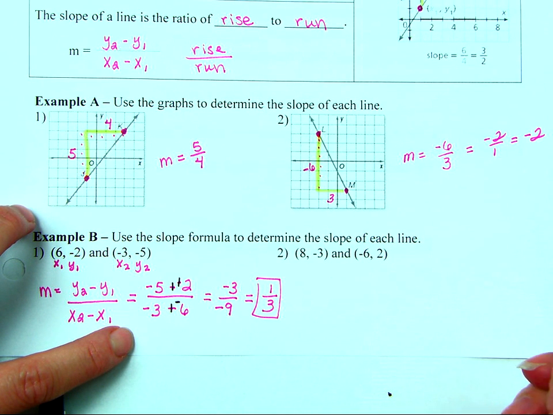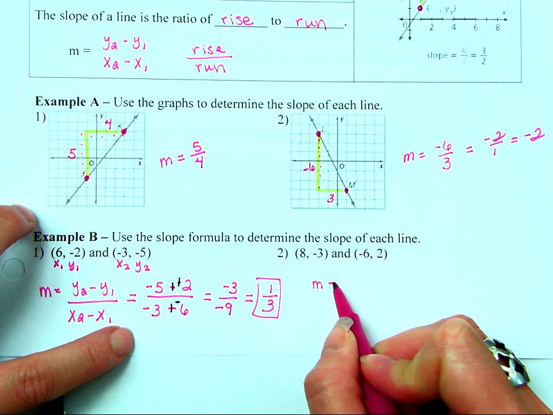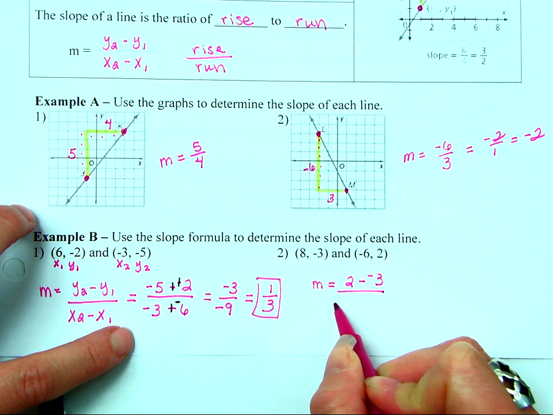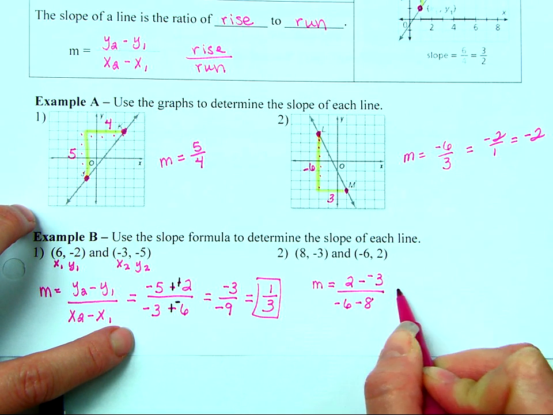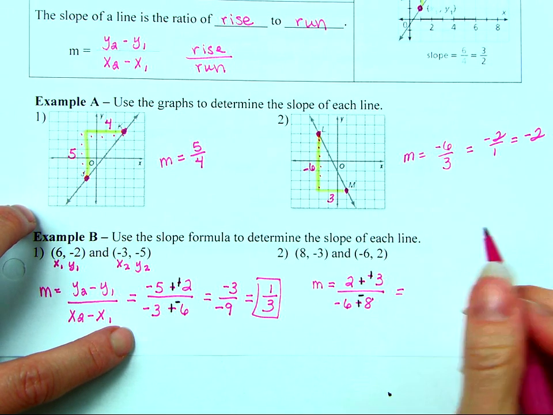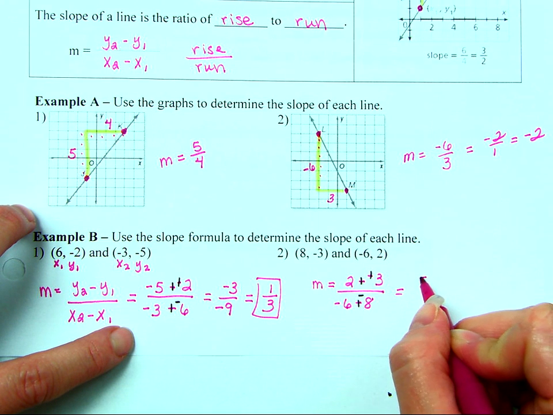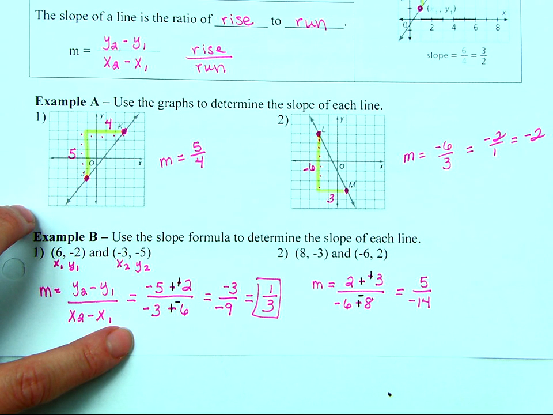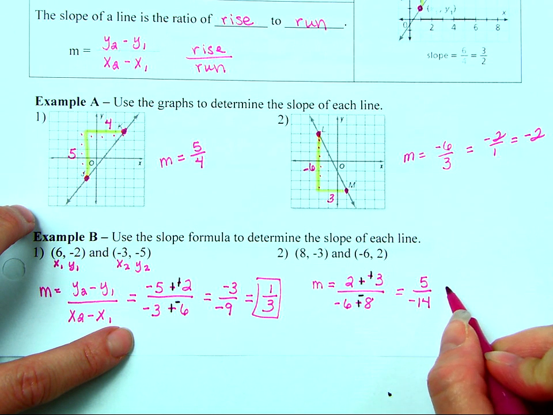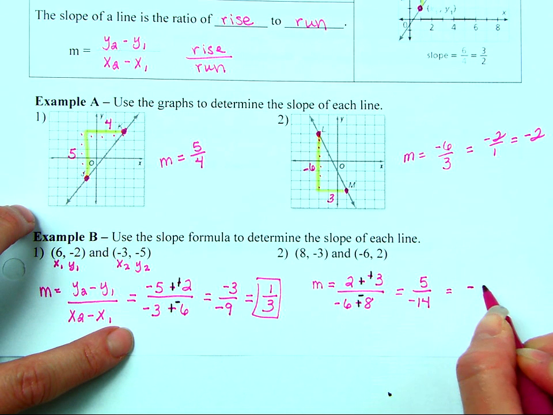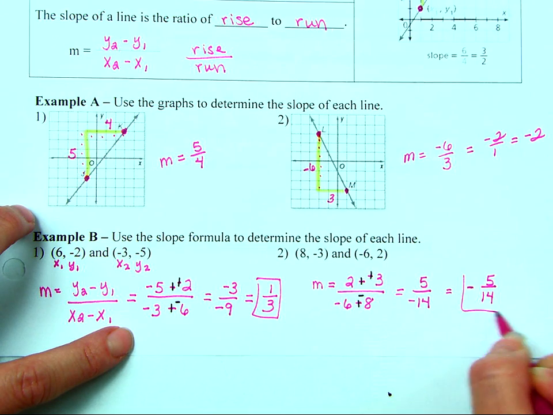Substituting the values in for my second slope, y2 minus y1, x2 minus x1. I am going to think about adding my opposites. 2 plus 3, negative 6 plus negative 8. So again, I have 5 over negative 14. The overall slope is a negative value. Just because the negative is on the bottom doesn't really change my slope. Some textbooks would just put the negative up front, as so. They both mean the same thing.